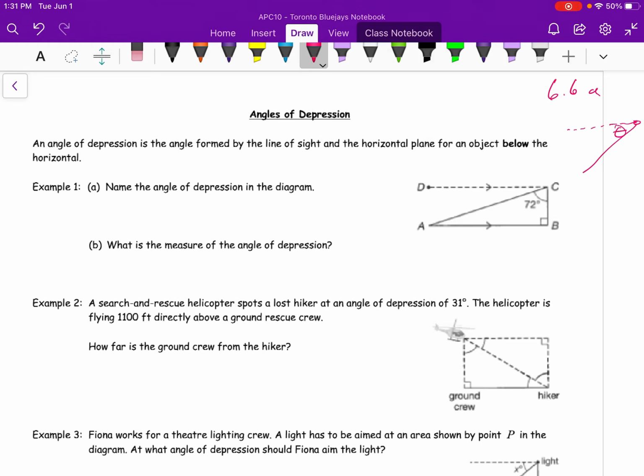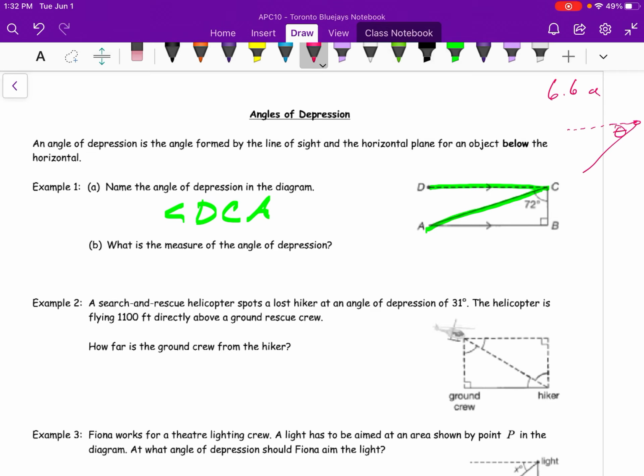So we are going to name the angle of depression here. So the angle of depression, well, here's the horizontal. The angle of depression is this angle here. I would name that angle DCA. What is the measure of the angle of depression? Well, that's a very good question.